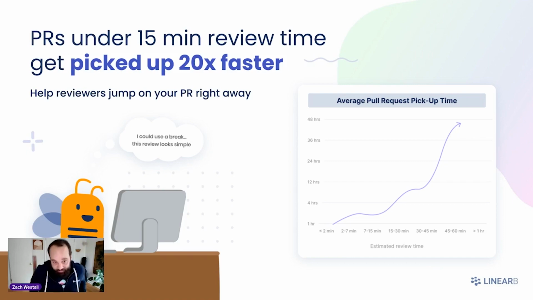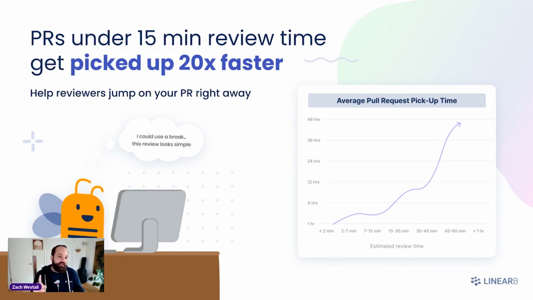What we also found out is that PRs that are under 15 minutes to review get picked up 20 times faster. Again, let that sink in. If a developer sees a pull request that takes more than 15 minutes, it's going to take a really long time, because that means they have to carve out a portion of their day in order to do that work, which is why you have so much idle time. If they have to carve out time from their already overscheduled day, then finding a reviewer becomes a real challenge.